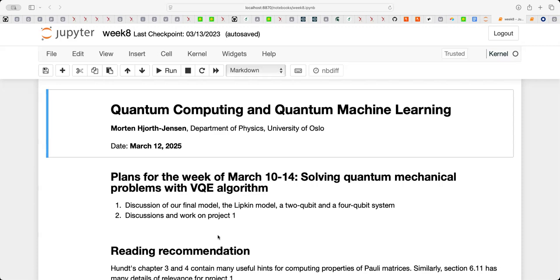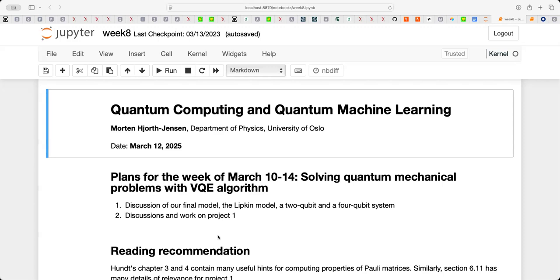Now, for the Lipkin model, there are some manipulations which need to be done, and I just wanted to set them up. Next week, we will dedicate the whole session to discussions of project number 1. So we won't have any lecture, because the deadline is getting pretty close. Also this week, we will spend a little more time towards the end of the lecture discussing the project.